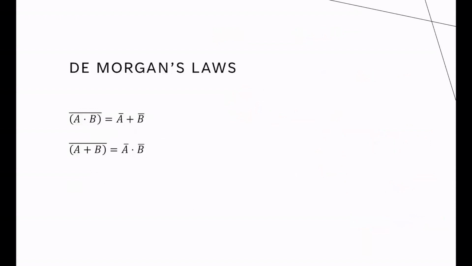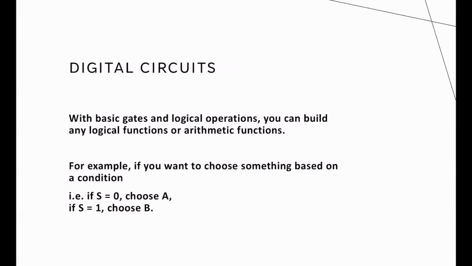So here's De Morgan's law: if you want to break the negates into the parentheses, you have to change from multiplication, which is AND, to OR, and the same goes from OR to AND. With the basic gates that we have, AND, OR, XOR, NOT, NAND, and NOR, we can build any logical functions or arithmetic functions, like what we have learned in the ALU parts, in the CPU parts.